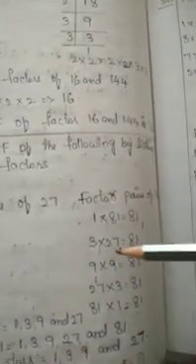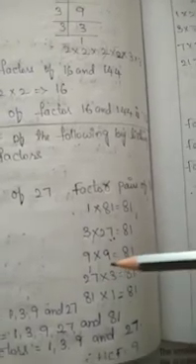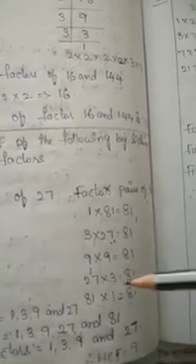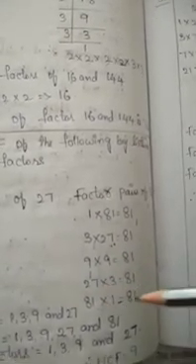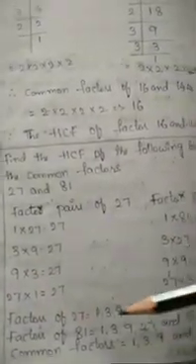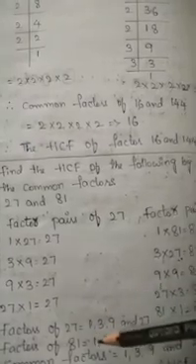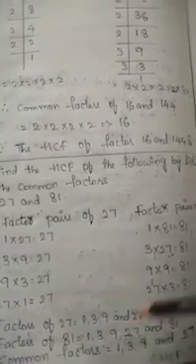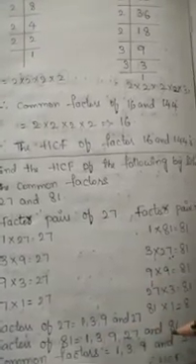Next, factor pairs of 81. 1 into 81 equals 81. 3 into 27 equals 81. 9 nines are 81. 27 into 3 equals 81. 81 into 1 equals 81. So the factors of 81 are 1, 3, 9, 27 and 81.